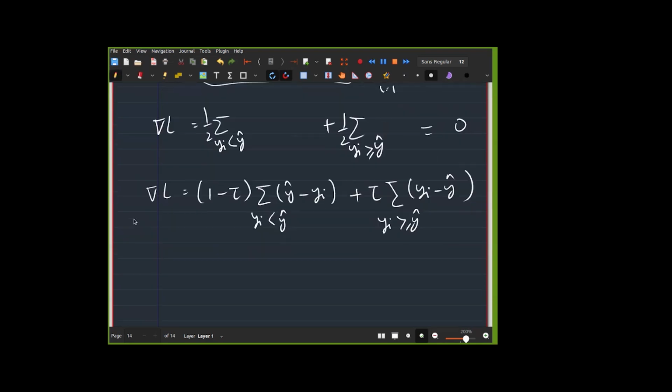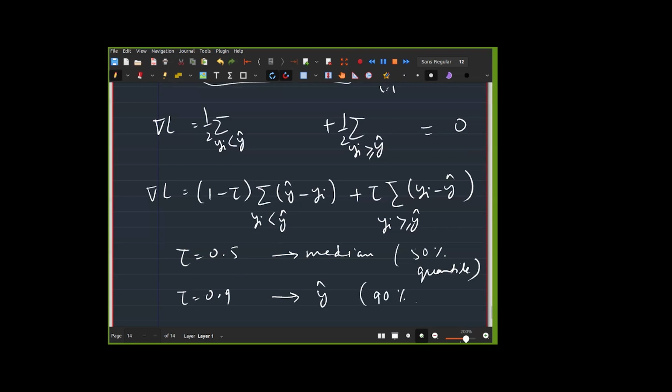Now, if you just think about this gradient, when tau is equal to 0.5, you get the median, which is what? The 50th percentile or 50th quantile, right? So quantile if tau is 0.5. But let's say if tau is 0.9, then it will give you y hat as something which will be the 90th percentile or quantile, right? So that's the idea which is coming from the gradients.